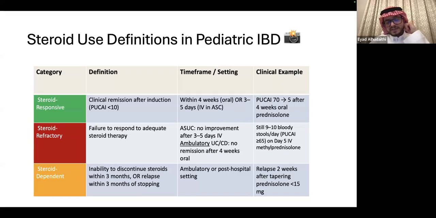These are the different categories of steroid use in IBD: steroid responsive, refractory, or dependent, and each has its own definition. Responsive means clinical remission after induction, PUCAI less than 10. Steroid refractory is failure to respond to adequate steroid therapy, and dependent is inability to discontinue steroid within 3 months, or relapse within 3 months of stopping. You can take screenshots to go further in this slide.